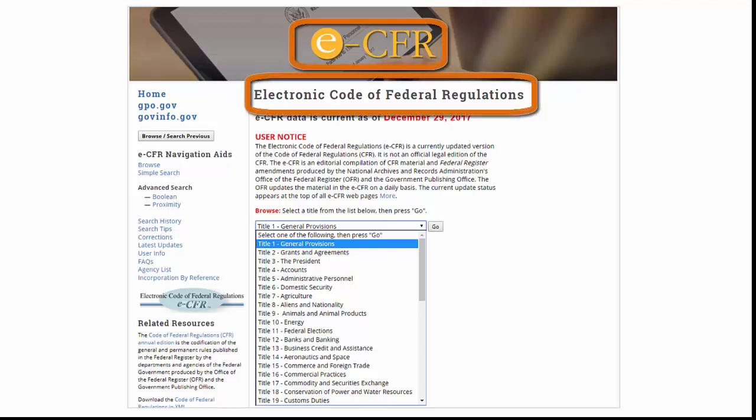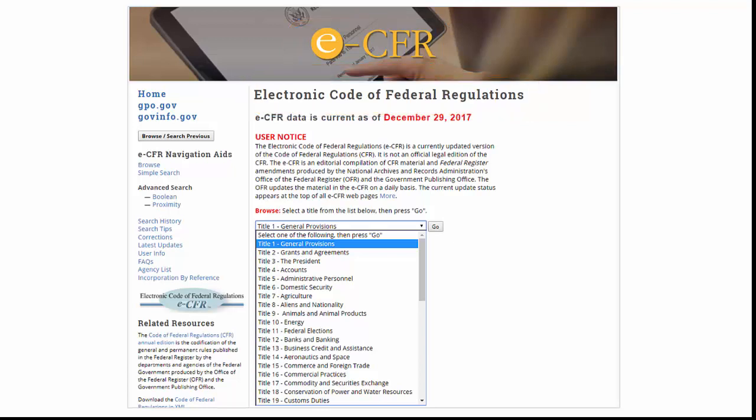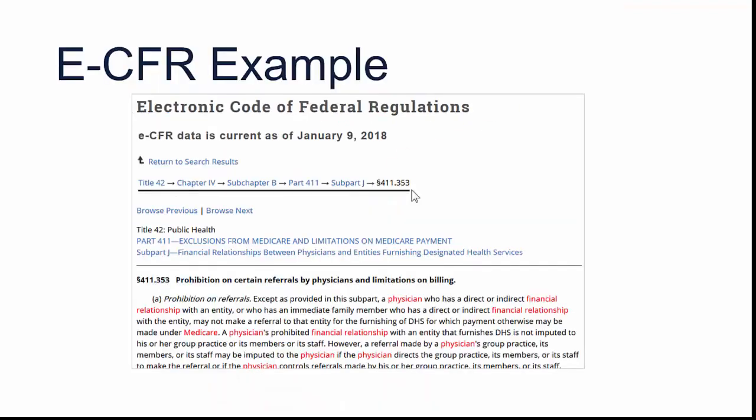Our example is from the E-CFR, a freely available source compiled by the Office of the Federal Register and the Government Publishing Office. Remember, like the statutes in U.S. Code, this is a subject arrangement of all federal regulations into titles. Regulations are organized by titles, chapters, parts, and subparts. At the bottom of each screen is a list of amendments to the regulation as published in the Federal Register.